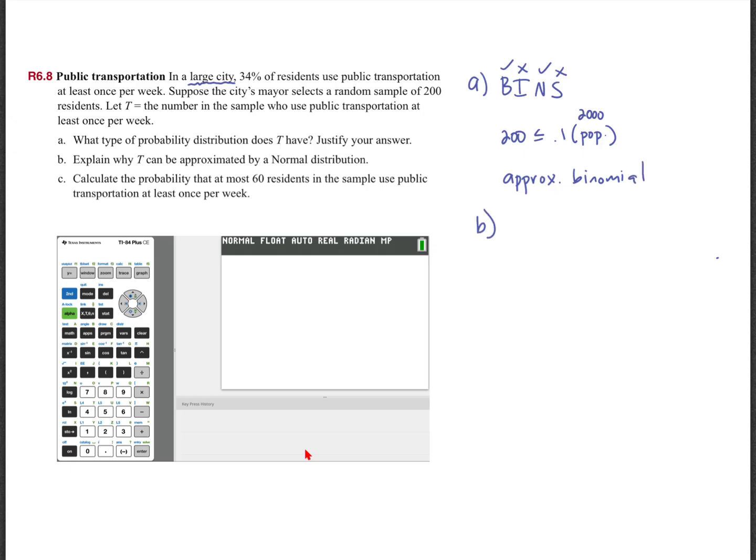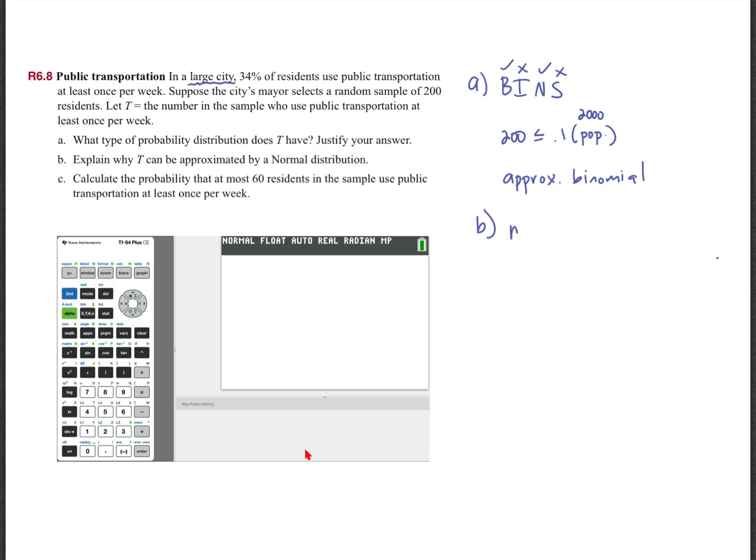Okay, for B, explain why T can be approximated by a normal distribution. So it's approximately binomial. If something's a binomial or approximate binomial, let's see if it passes the law of large counts. If it does, we can approximate it by a normal distribution. If not, then the farthest we can do is say it's approximately binomial.